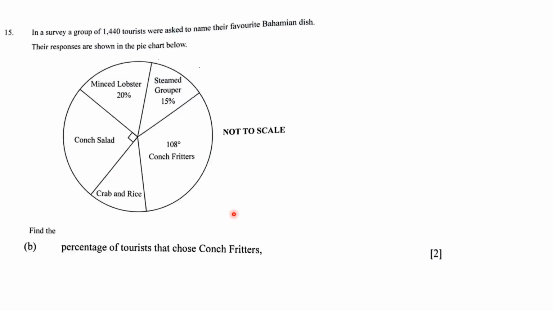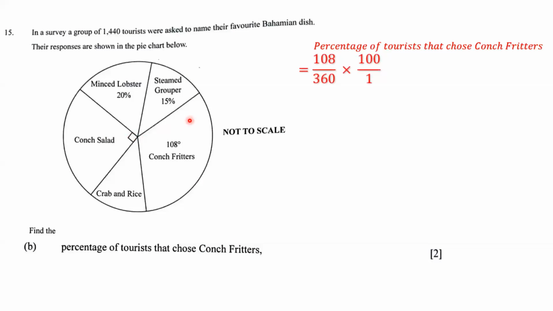Let's move on to the next question. It says, find the percentage of tourists that chose conch fritters. Now, here we don't know the percentage of tourists, but we know the degrees. We know the degrees is 90 degrees. I am so sorry, 90 degrees is for conch salad, my apologies.